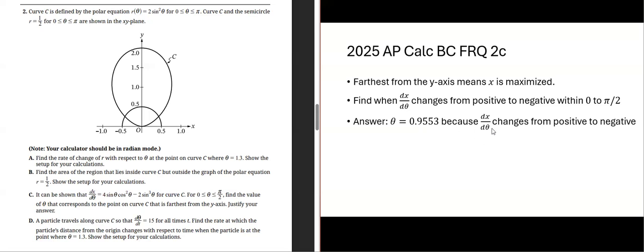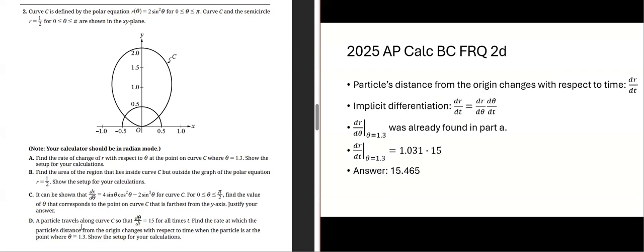In terms of the scoring guidelines, I don't know if you have to actually, I saw some instructors draw a table to show that it changed from positive to negative, and that at this 0.9553, it's 0. So you can do that, or I'm not sure if this will give you all the credit, but conceptually, this is what's happening because it changes from positive to negative. That means x has a max, which means it's furthest from the y-axis, okay? Conceptually, that's how we understand this.